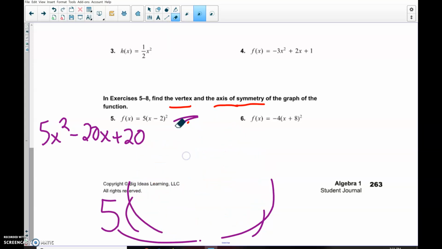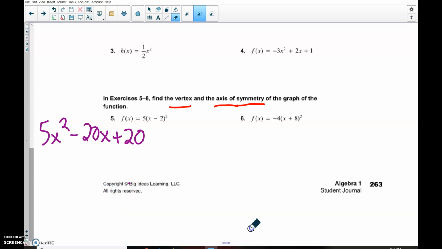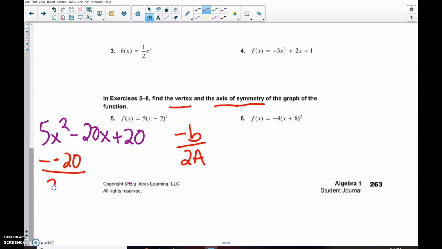When we did this before, it looks like that. So if I do my -b over 2a, once I erase this, so -b over 2a, so I have -20 over 2 times, and my a is 5. So -20 turns out to be a +20. 2 times 5 is 10. So my 2 is my axis of symmetry. Okay, and that's also my x and my vertex.